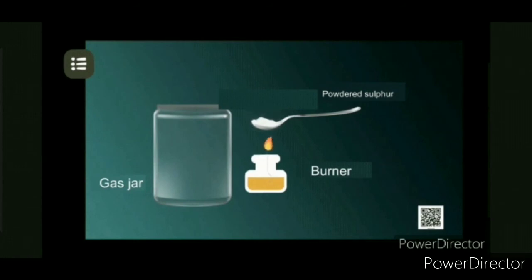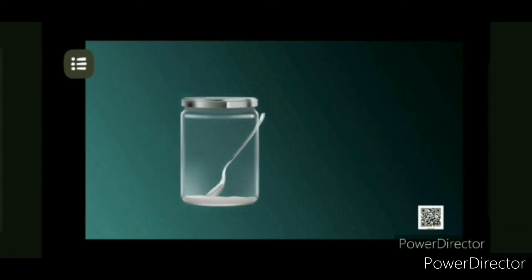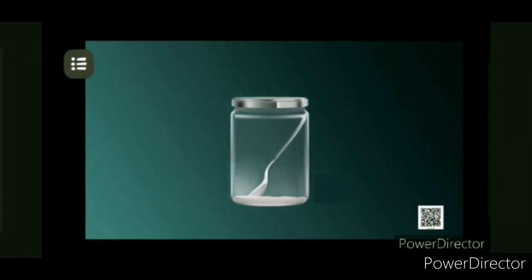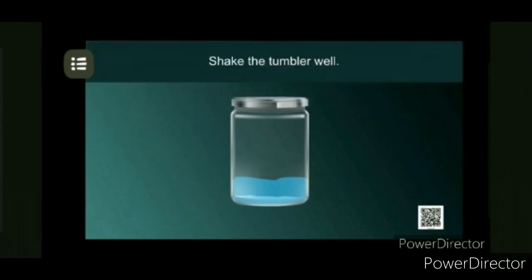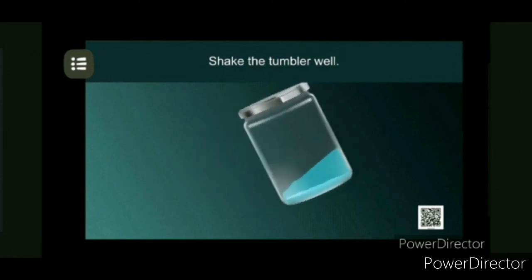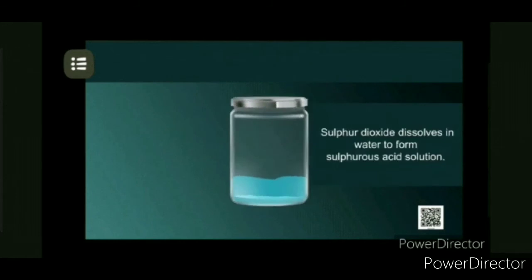introduce the spoon into a gas jar or a glass tumbler. Now cover the tumbler with a lid to ensure that the gas produced does not escape. Remove the spoon after some time. Add a small quantity of water into the tumbler and quickly replace the lid. Shake the tumbler well to dissolve sulphur dioxide gas in water.